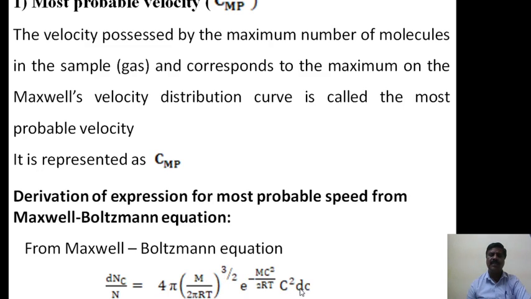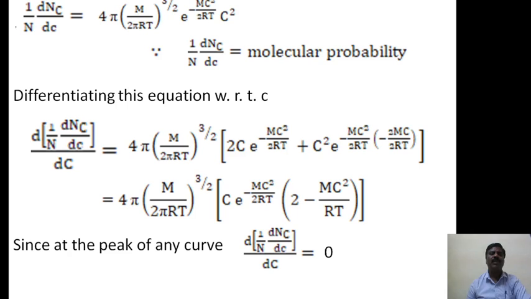Therefore, transferring dc to the left side, we get 1 divided by n into dnc divided by dc equal to 4 pi into (m divided by 2 pi RT) whole to the power of 3 by 2 into e to the power of minus mc square divided by 2RT into c square. This is the equation we get. Here 1 divided by n into dnc divided by dc is called the molecular probability. How many probable molecules are there, that is what it gives.